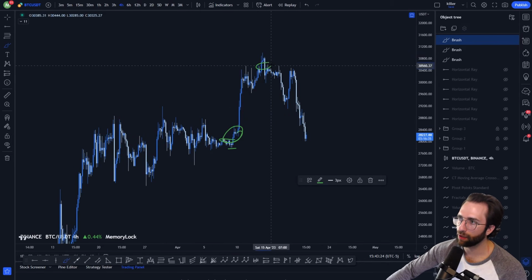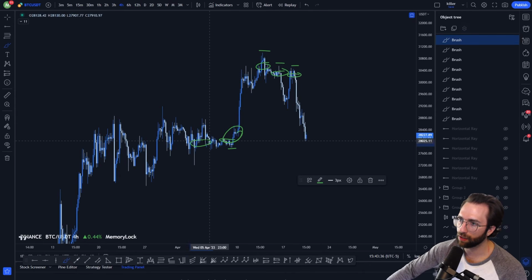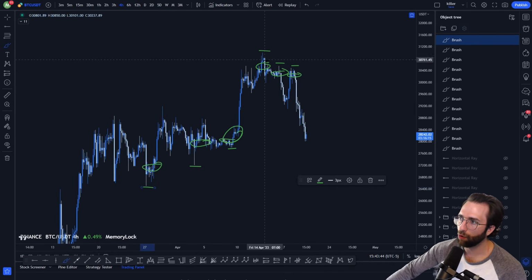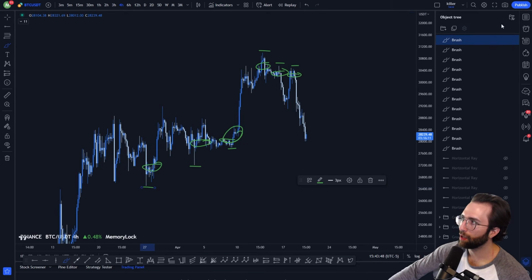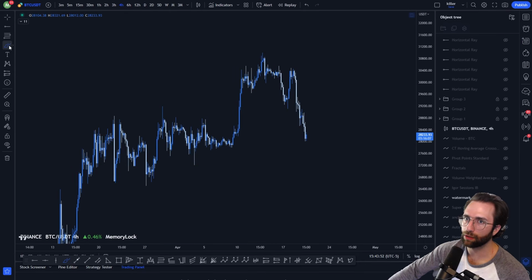People who shorted in this zone, it's likely their stop loss is here. If they shorted here, likely their stop loss is here. If they shorted in here, likely their stop loss is here, right? People who were longing previously in this zone, it's likely their stop loss is here. People that longed in here, it's likely their stop loss is here. And perhaps they adjusted and slowly moved it up or down over time, right? Entirely possible.